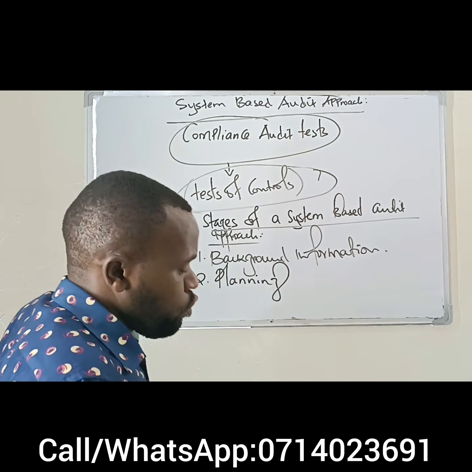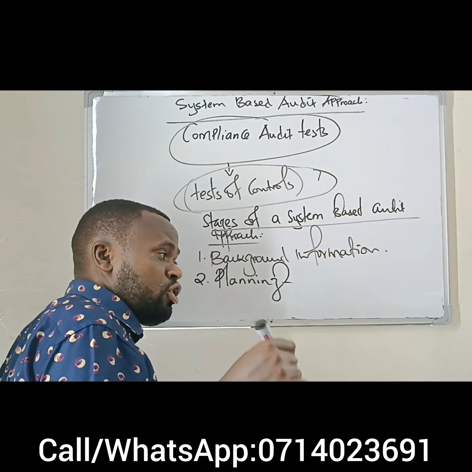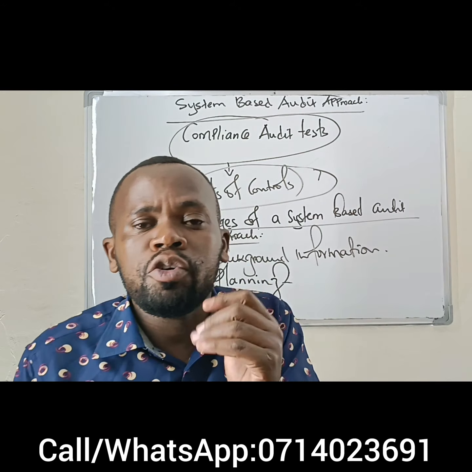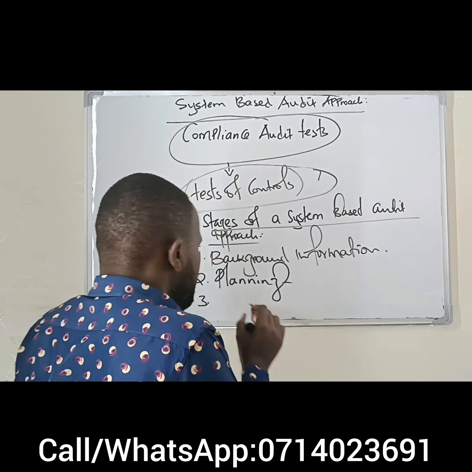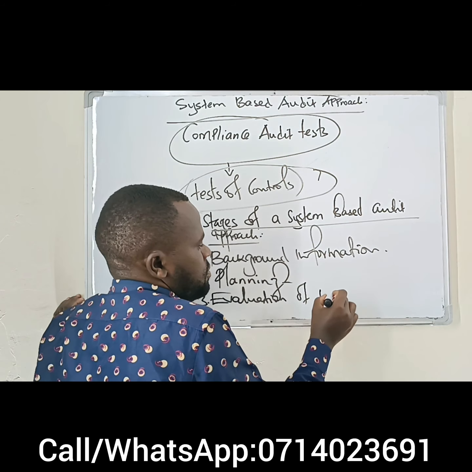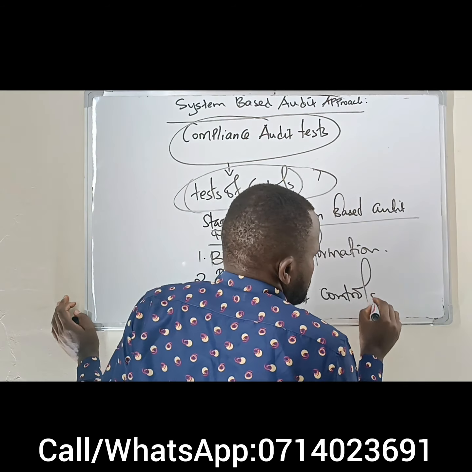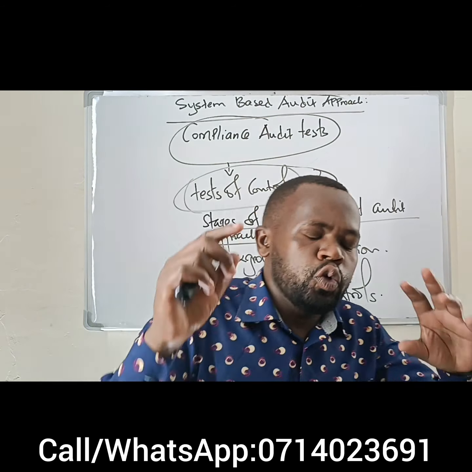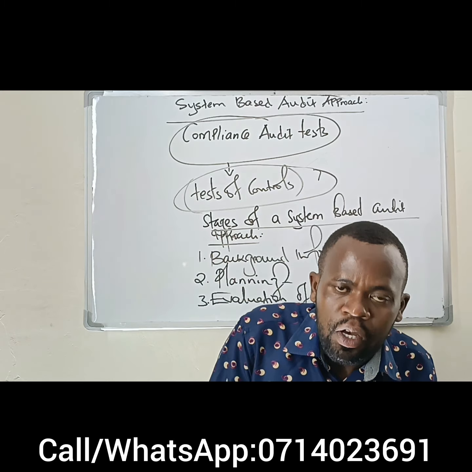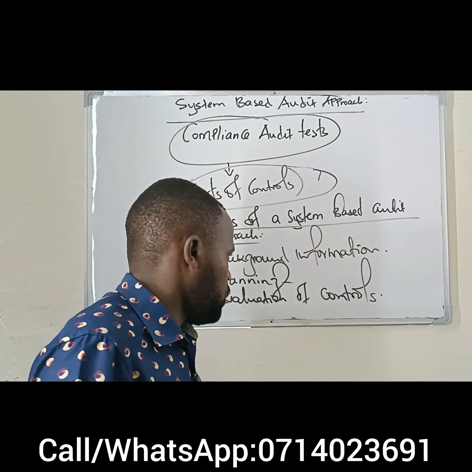After planning, you go to number three. We have planned our work to reduce the chances of giving a wrong opinion or conclusion. Then, because under this approach we are concerned with the systems, we start evaluating them. Evaluation of the internal control system, or evaluation of controls, should be number three. So we need to determine whether the company systems work effectively and are operational.